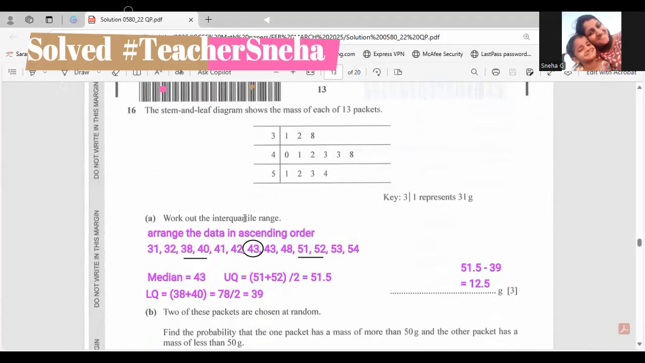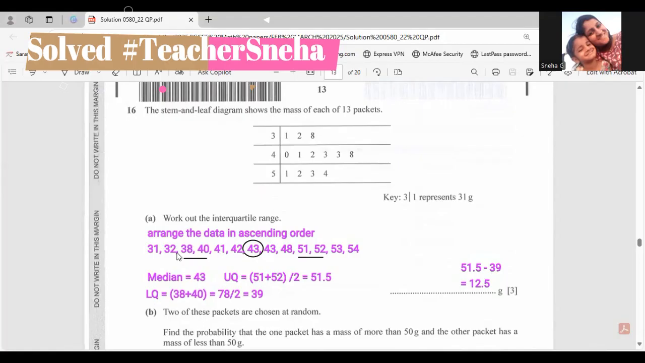To work out the interquartile range, what we need first is the median, which is the central value. And since there are 13 packets here, the center number here is the median, which is 43. After we get the median as 43, these are the values on the left hand side, and from these values we are going to work out our lower quartile, and from the values which are on the higher side we are going to work out the upper quartile.